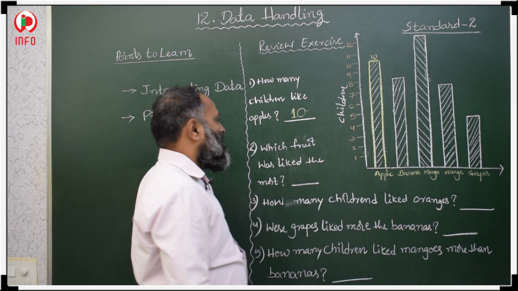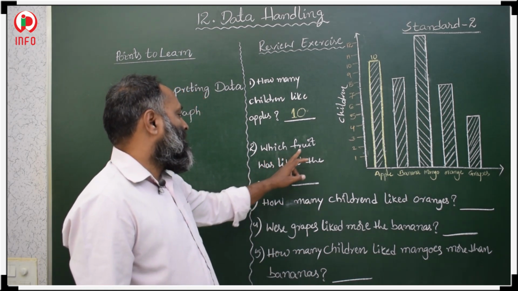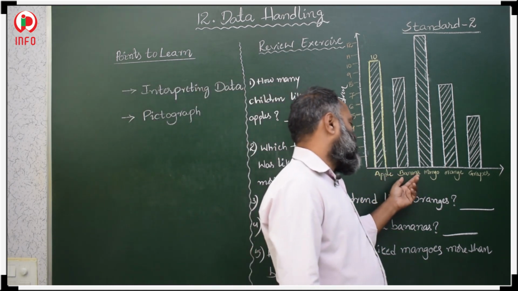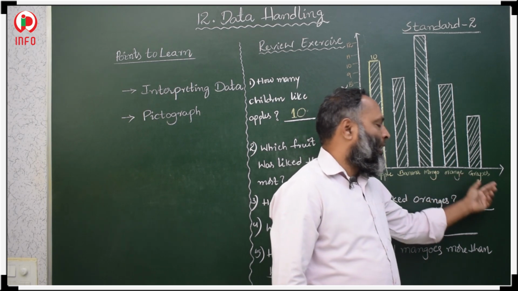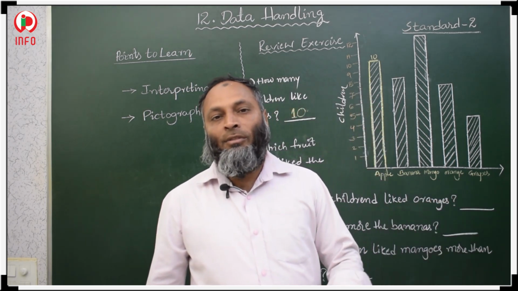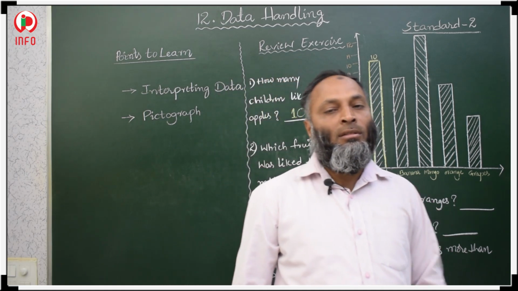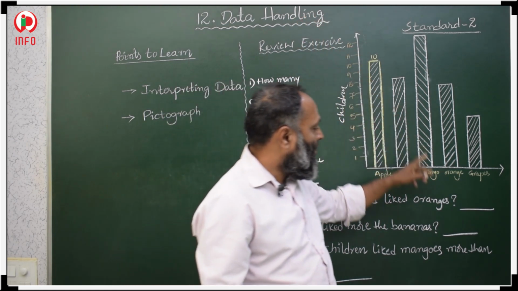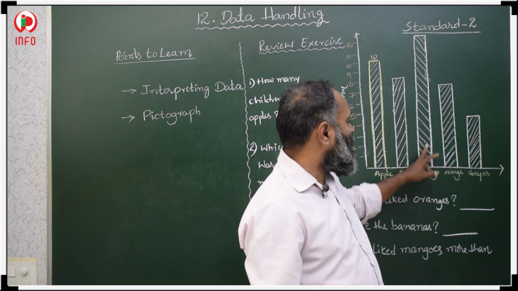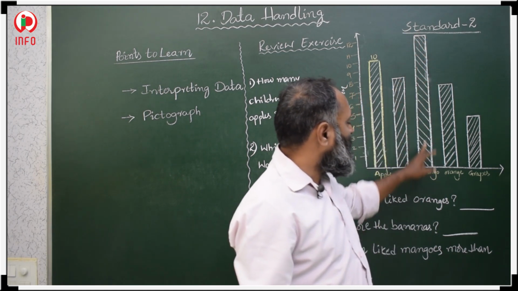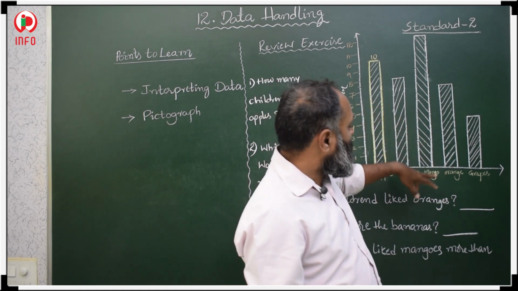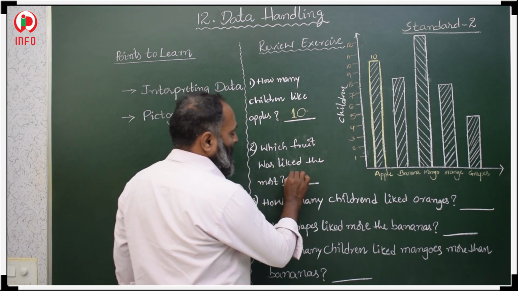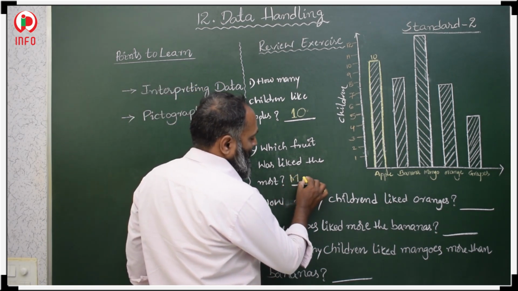Okay. The next question: which fruit was liked the most? In these five different fruits, apple, banana, mango, orange and grapes, which fruit is mostly liked? Here the length of the bar is more, the highest bar is this one. The length of the mango bar is the highest, which means the mango fruit is liked more. Most of the students like mango.